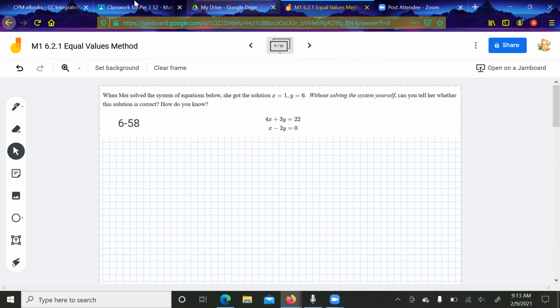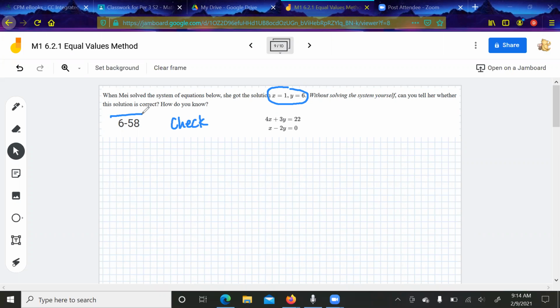When May solved the system of equations below, she got the solution x equals 1, y equals 6. Without solving the system yourself, can you tell her whether the solution is correct? How do you know? Okay, so this is the answer she got, x equals 1, y equals 6, and we want to know if it's correct or not. We don't need to solve this to find out. There's an easier way, and that is to check the solutions, right?